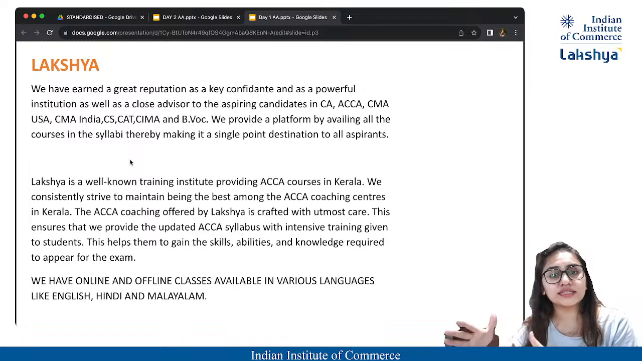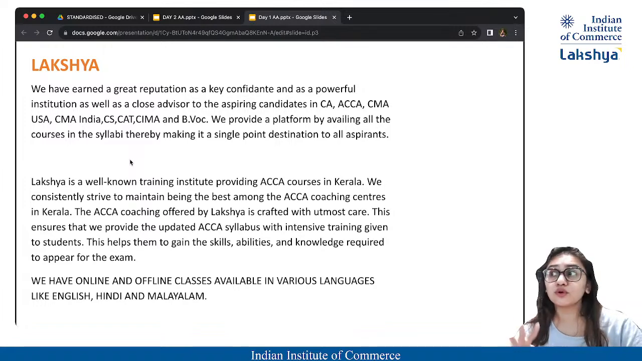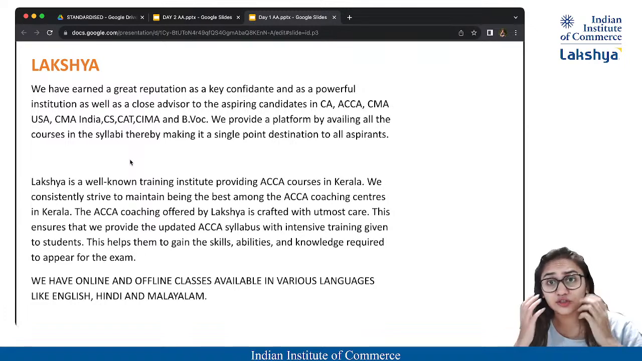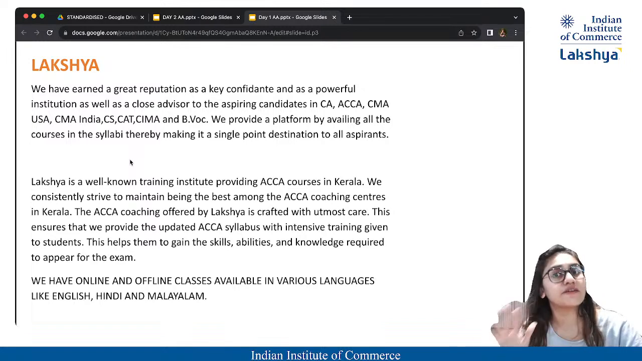If you want to do ACCA, come to us. You want to do CMA US, come to us. If you want to do CMA India, come to us. So once you decide that you want to take up commerce as your field after 10th, only one stop destination to fulfill that is Lakshya. You just come to Lakshya and you will get everything you need.